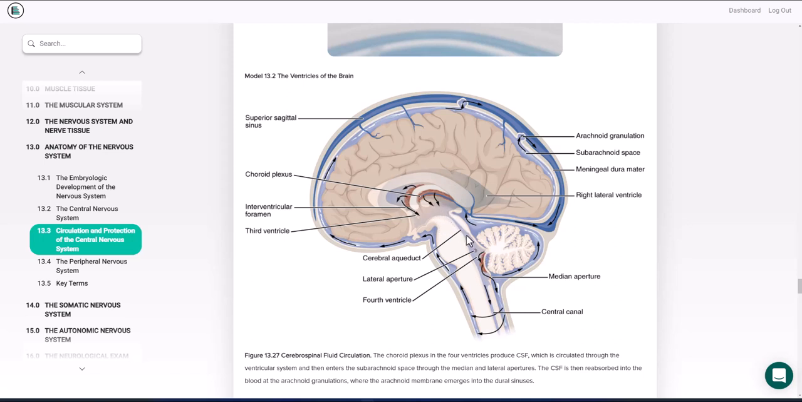Here is this fourth ventricle. It is the smallest. And what you see is that it's right in between the pons, the upper medulla oblongata, and the cerebellum. So this widened area is the fourth ventricle, and the fourth ventricle, again, is continuous with the fluid found in the CSF.